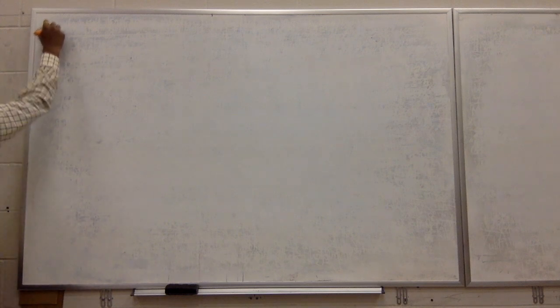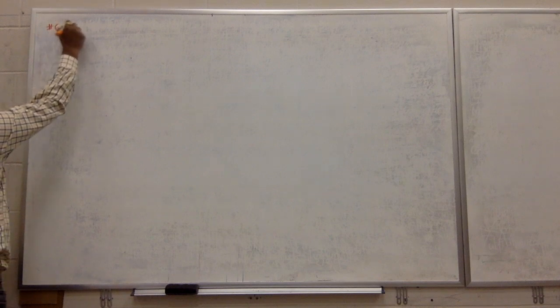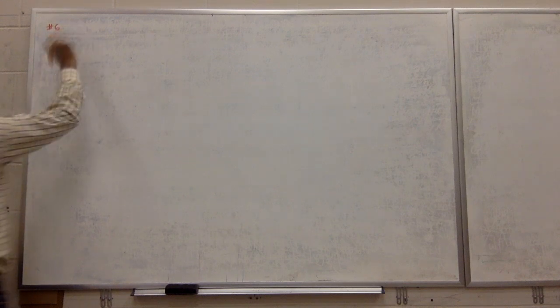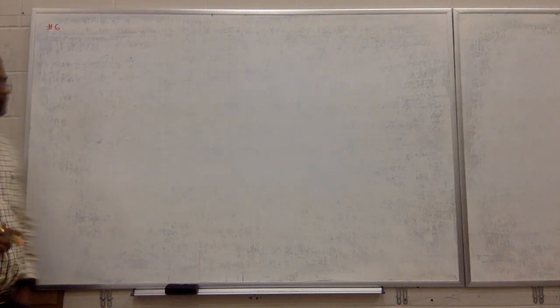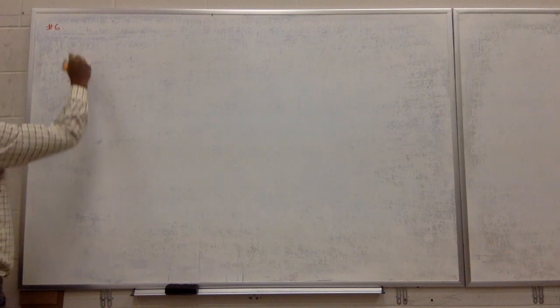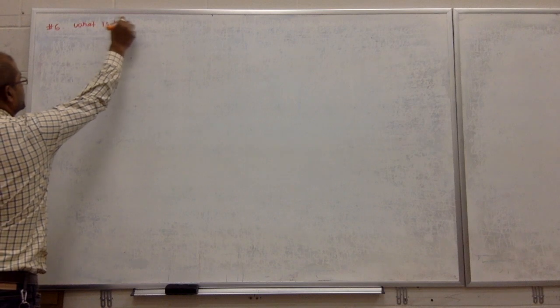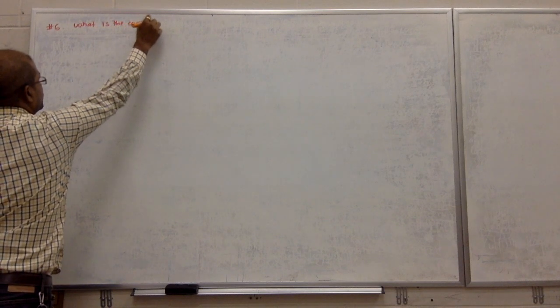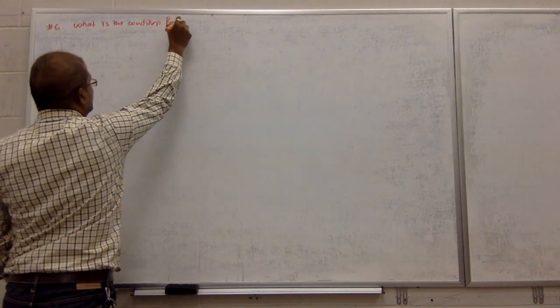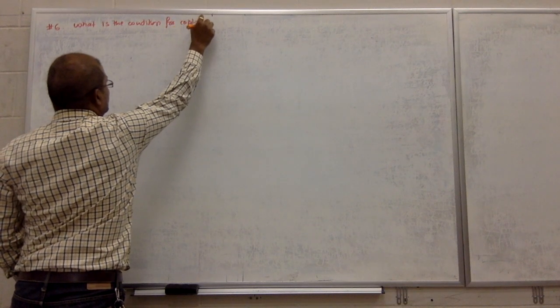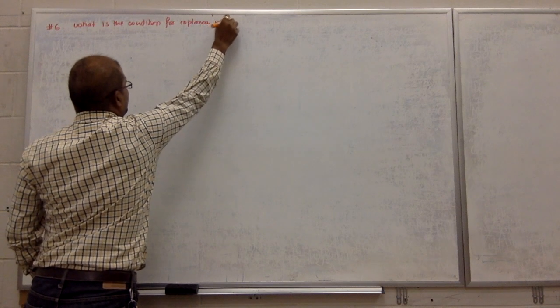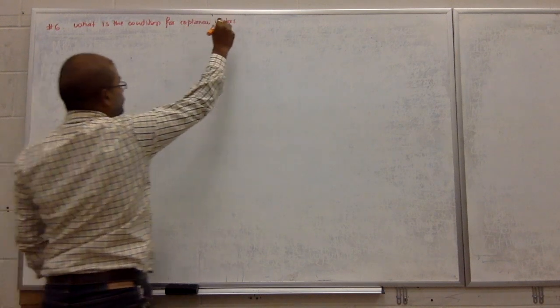Okay. So number 6 is your coplanar, right? So think about this. Number 6. The first part is what is the condition for coplanar vectors, right? If the triple scalar product is 0. Yes. What is the condition for coplanar vectors? How do you verify that given vectors are coplanar?